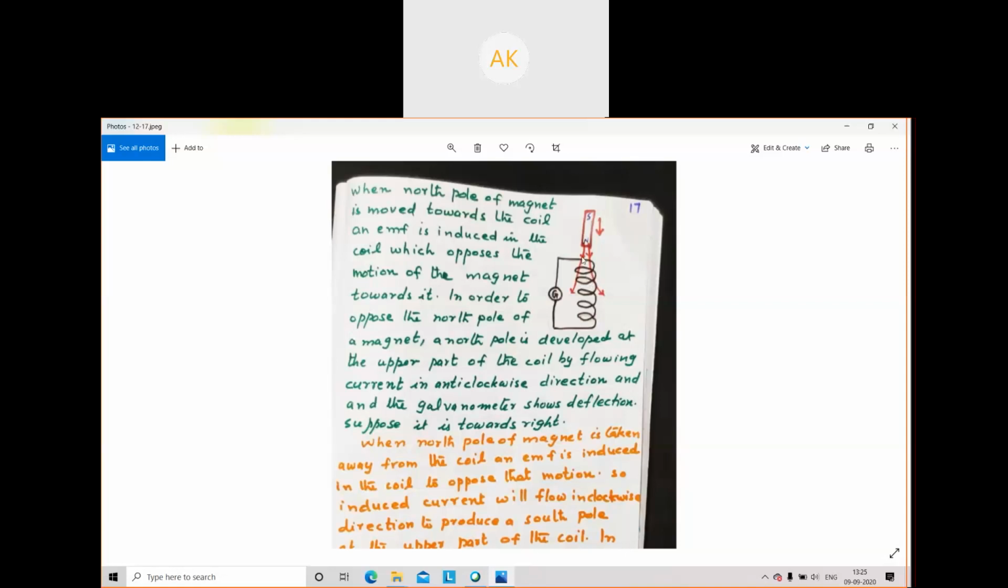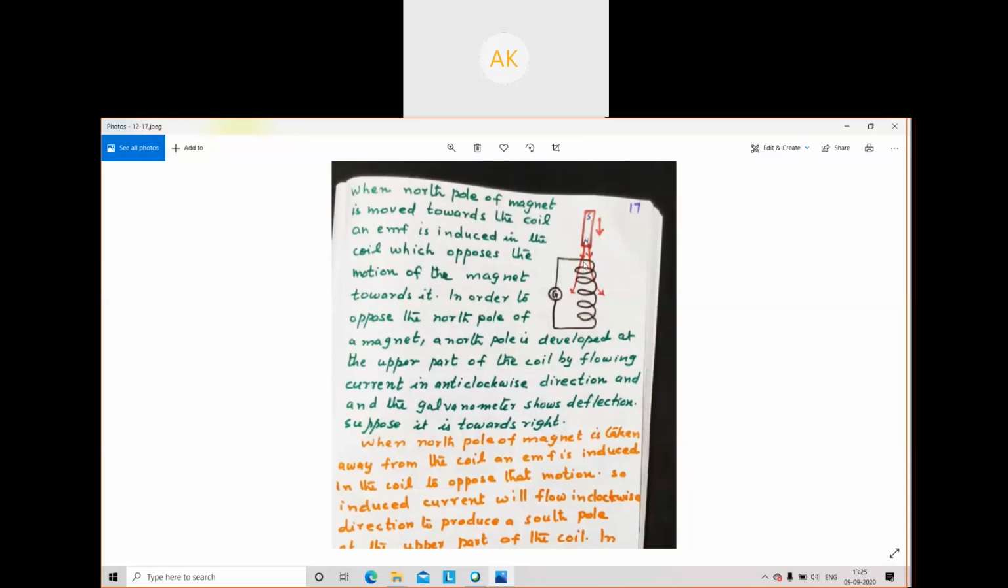How does it oppose? By inducing an EMF in itself, in that coil. So, when the north pole is taken away from the coil, which pole will be developed to oppose that motion? How can the coil oppose that motion? In which direction does the current flow? Can you tell? In which direction does the current flow? Bhadra? Clockwise direction. Clockwise direction, correct. Give a clap to her, that's the correct answer.